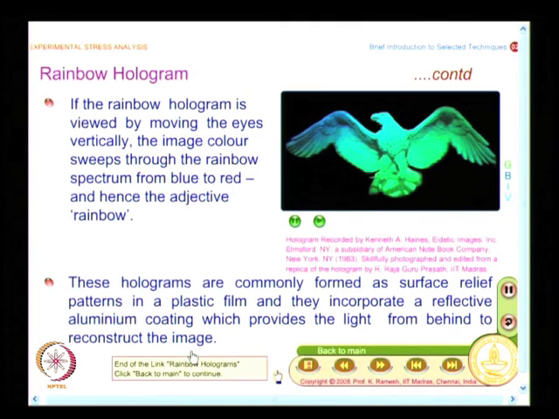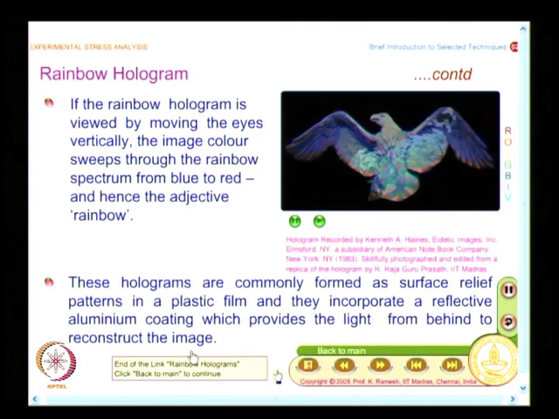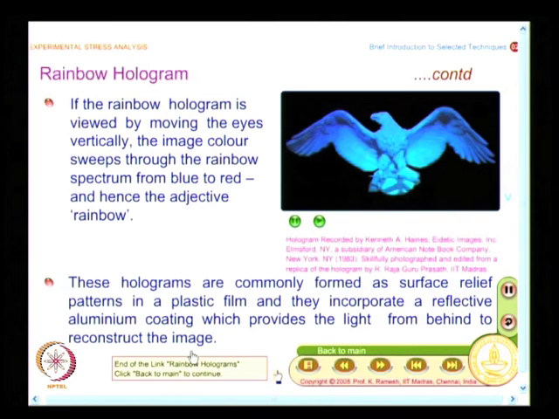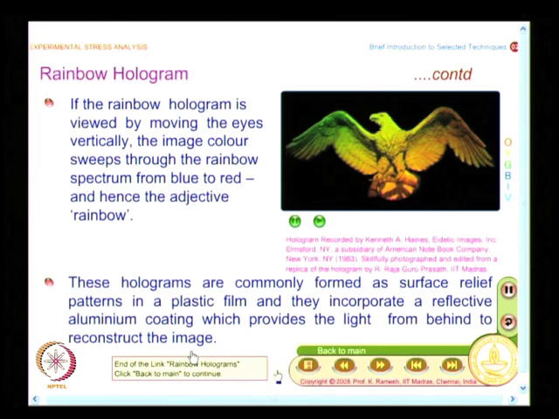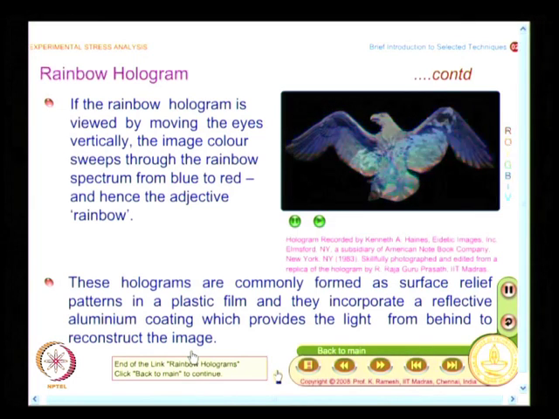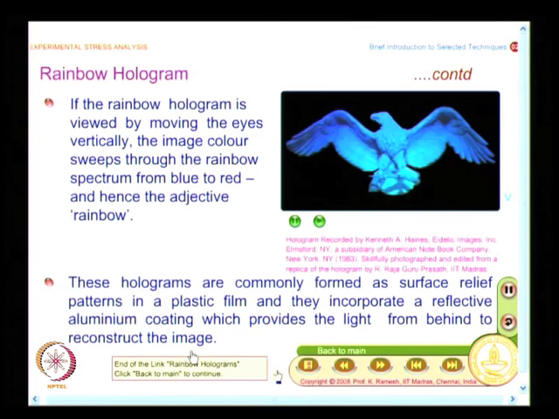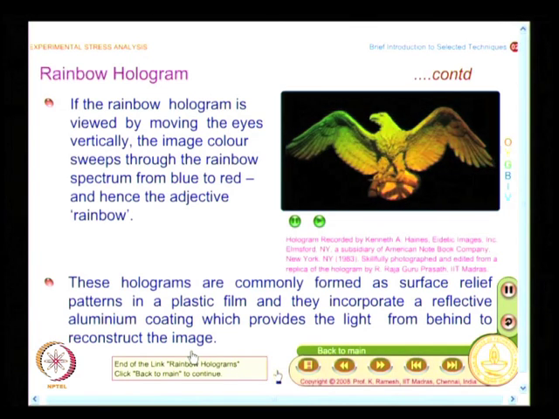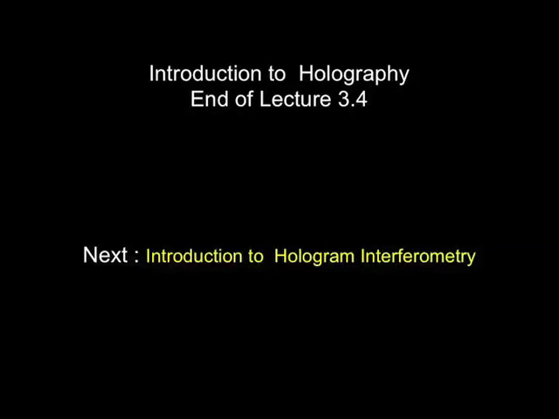In this lecture, we have looked at the fundamental difference between normal photography and holography. In normal photography, we record only intensity information, whereas in holography we record both intensity as well as phase information. We have also looked at holography using white light. These are rainbow holograms, and their applications for security purposes are highlighted.